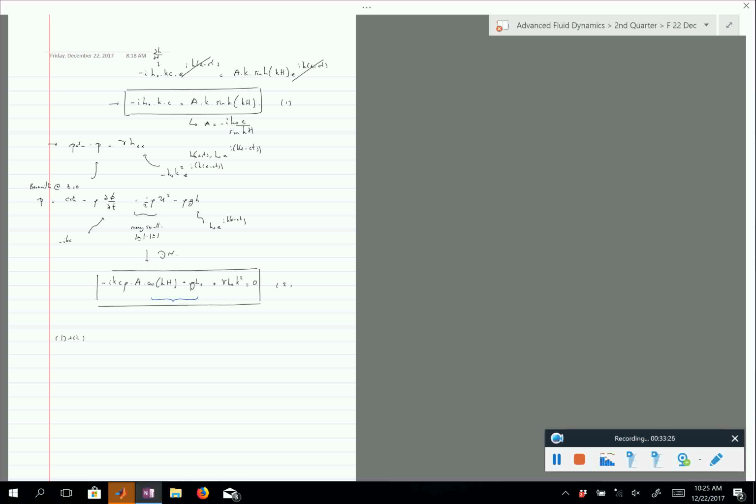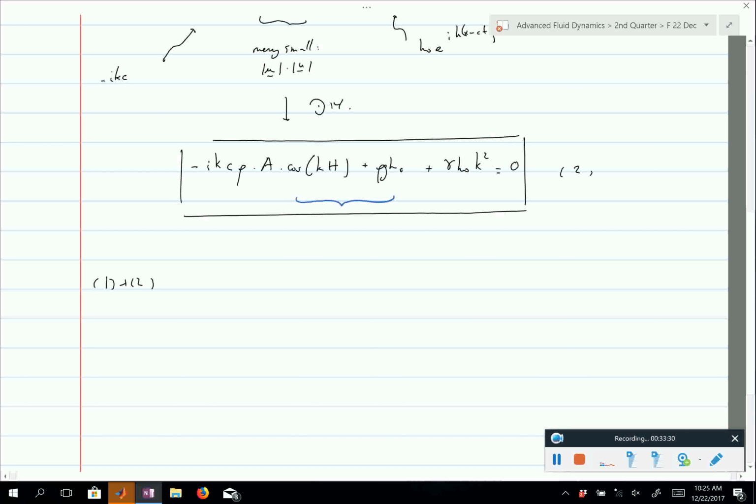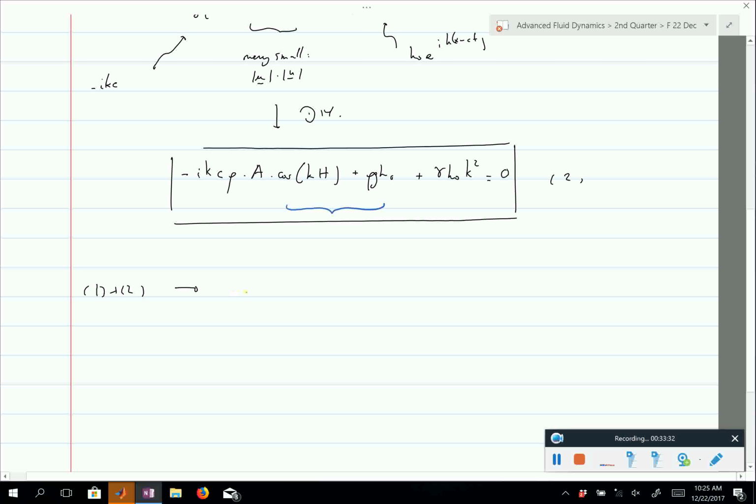Now this is where we started from, and that relationship becomes: we get finally c squared is equal to g divided by k plus gamma times k divided by rho, times hyperbolic tangent of k times h. So this is a very important relationship.